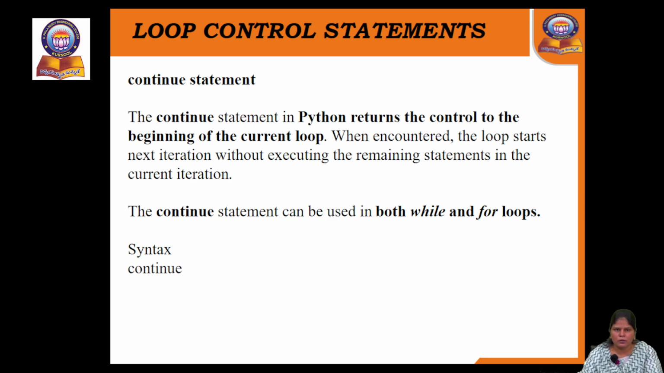So this is also a control statement which will control both the loops, while as well as the for loop. The continue statement in Python returns control to the beginning of the current loop. So it won't exit, but it goes back to the loop again. When encountered, the loop starts the next iteration without executing the remaining statements in the current iteration. So the syntax is you have to use the continue keyword.